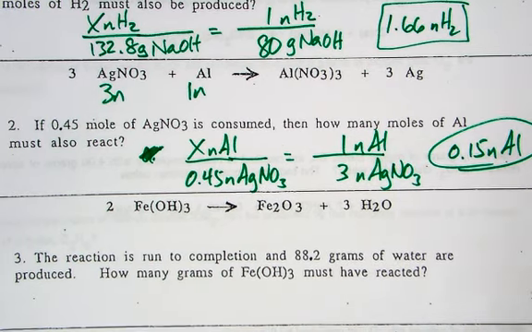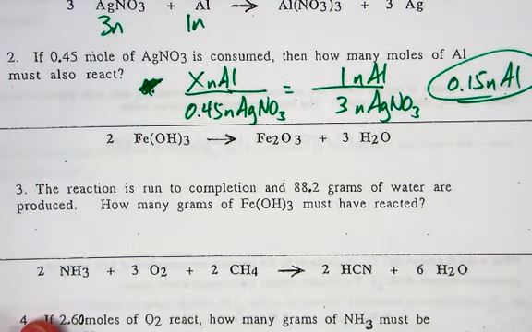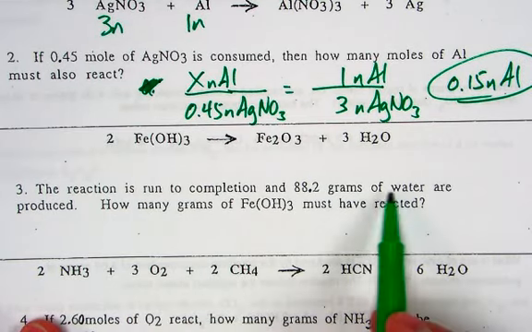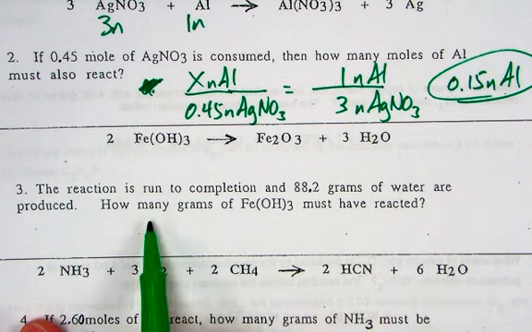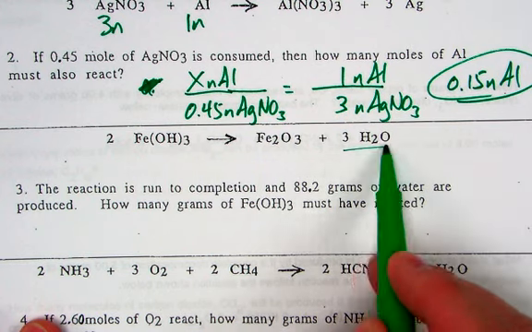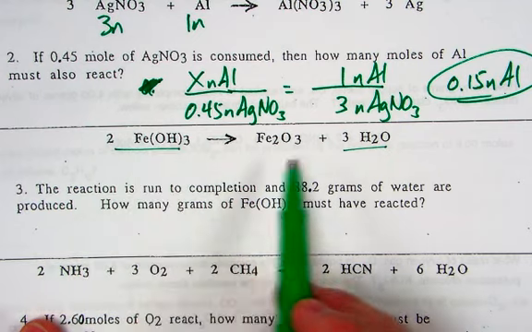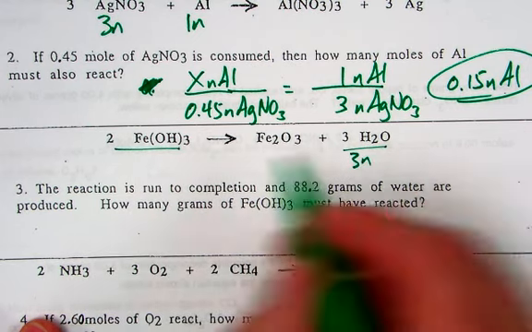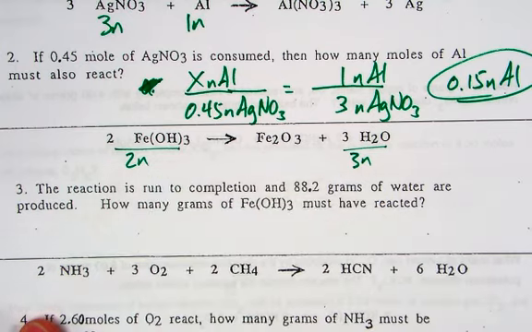Third one down here: the reaction is run to completion. 88.2 grams of water are produced. How many grams of FeOH3 must react? So we're only dealing with water and FeOH3. I'm sort of ignoring this one right now. The equation says we have 3 moles of water and 2 moles of FeOH3.